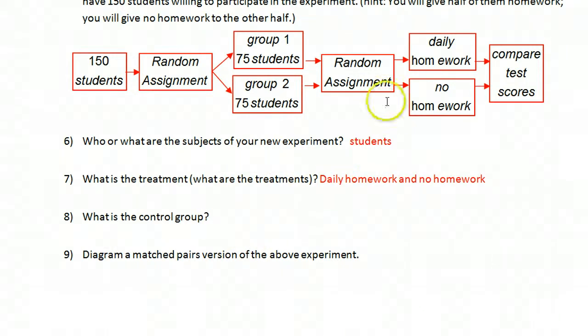What is the control group? The control group is whichever group gets no homework. We can't tell if it's group 1 or group 2 because that's going to be randomly assigned. But the control group is always the group that doesn't get a treatment, or they get a placebo. So I'm just going to put the group that gets no homework.